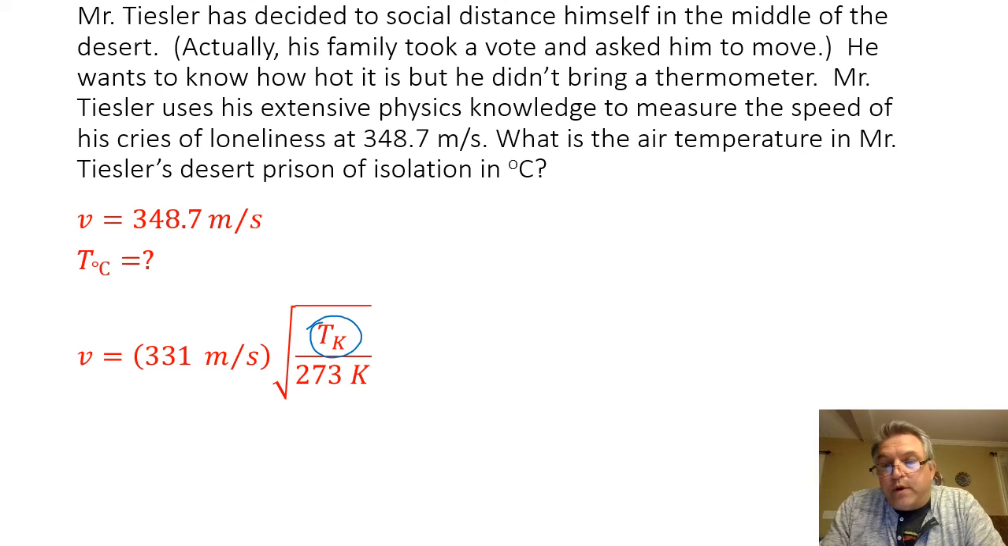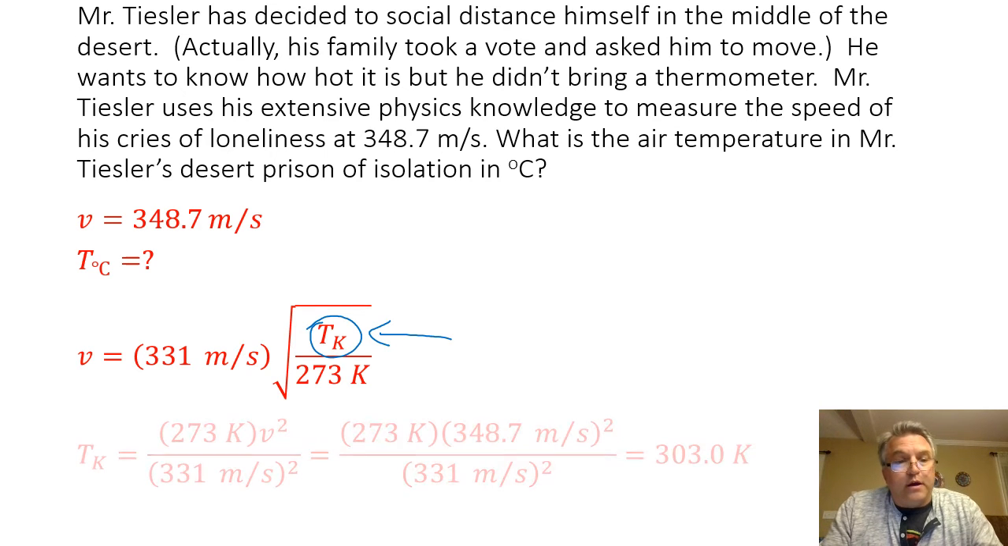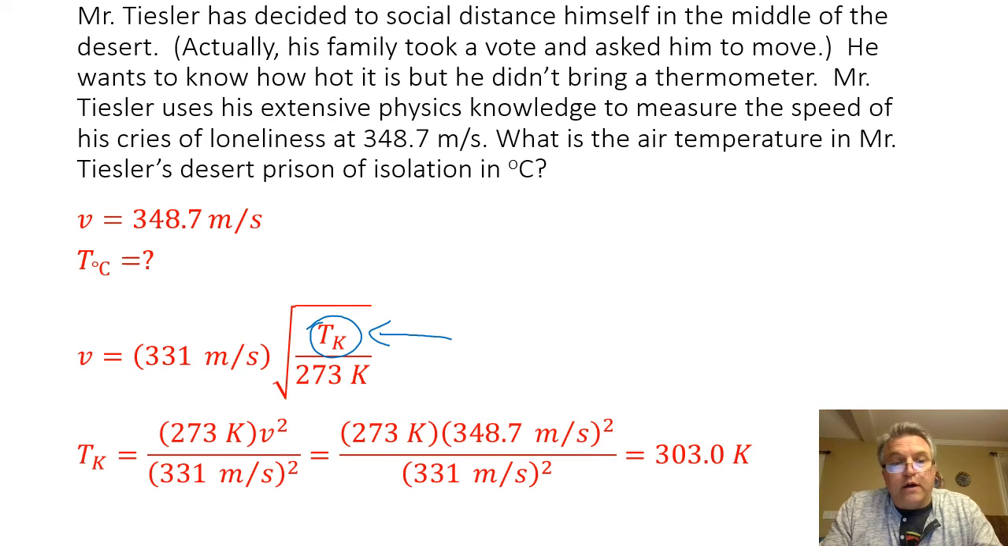And note that this formula is going to give me the temperature in Kelvin, not degrees Celsius. So this will give me the temperature in Kelvin, then I will need to convert that to degrees Celsius. So when I rearrange this formula to solve for the temperature, I'm going to end up with the temperature in Kelvin is equal to 273 Kelvin times velocity squared divided by 331 meters per second squared.